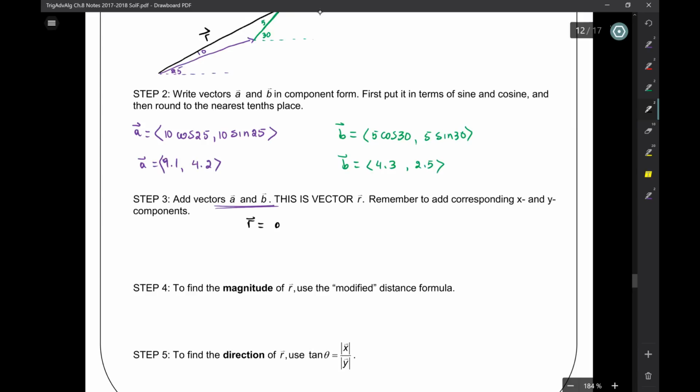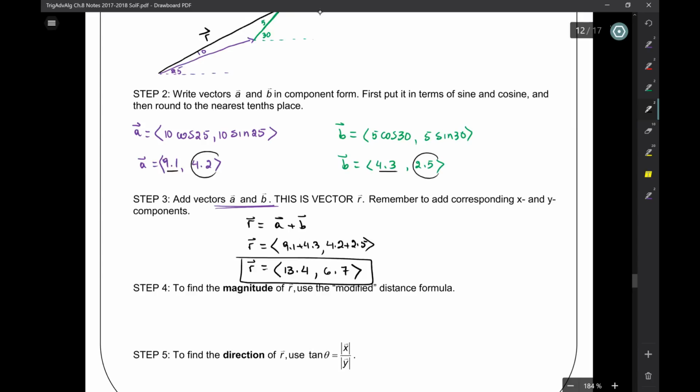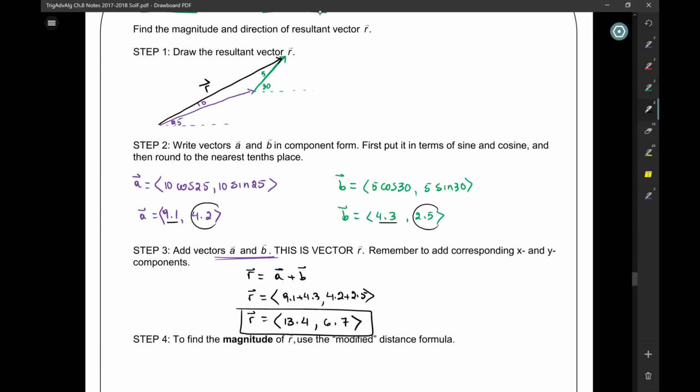That's going to be vector R, A plus B, right? So vector R: I'm going to add corresponding components. 9.1 plus 4.3, 4.2 and 2.5. So 9 plus 4, that's 13.4. 4 plus 2 is 6.7. This is vector R. So to get to vector R, I go 13.4 horizontally and 6.7 up. And that sort of makes sense if you see the drawing, right, of R?